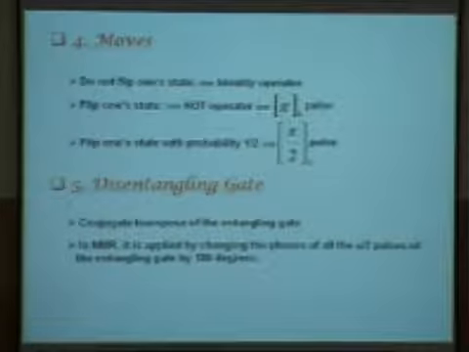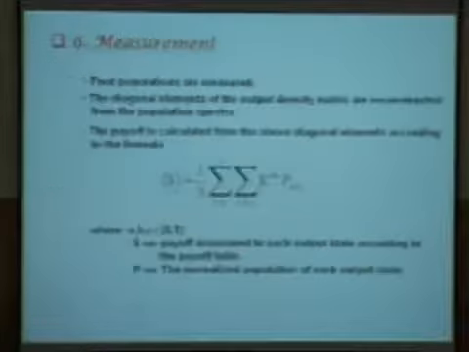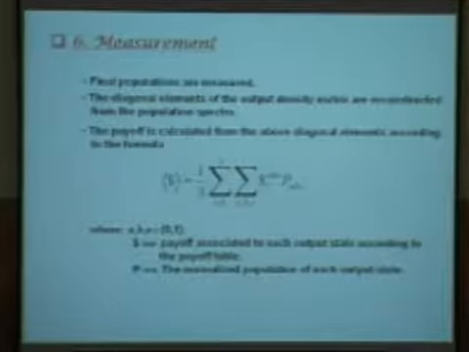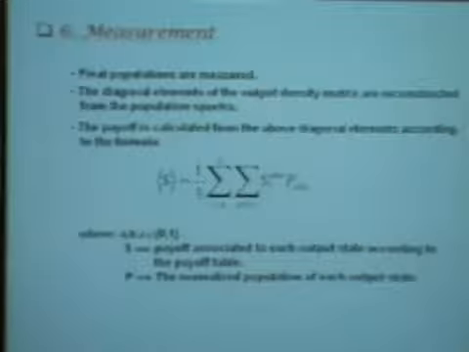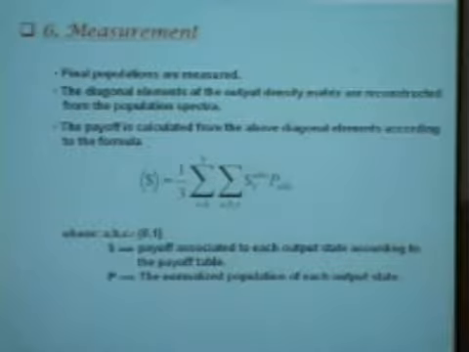Okay, and then we apply a disentangling gate, which is a conjugate transpose of the entangling gate, and in NMR it is applied by changing the phases of all the pi by 2 pulses of the entangling gate by pi, 180 degrees. Then we look at the result and calculate the payoff. Final populations are measured. The diagonal elements of the output density matrix are reconstructed from the population spectra, and the payoff is calculated from the diagonal elements using this payoff formula.